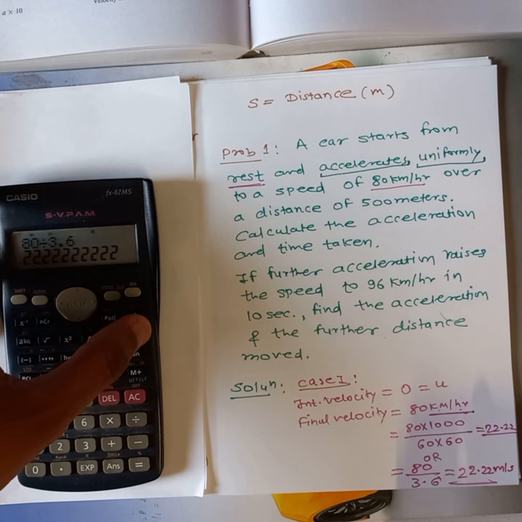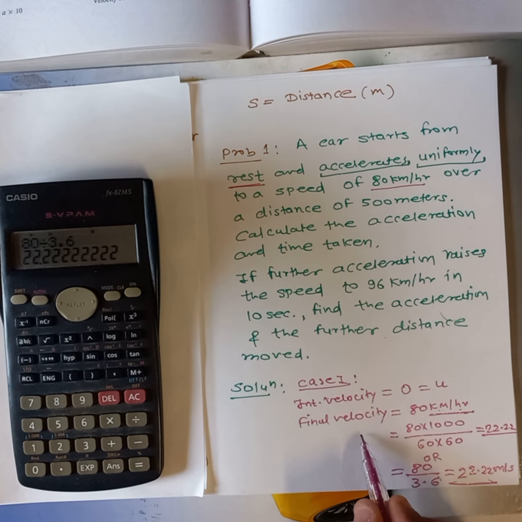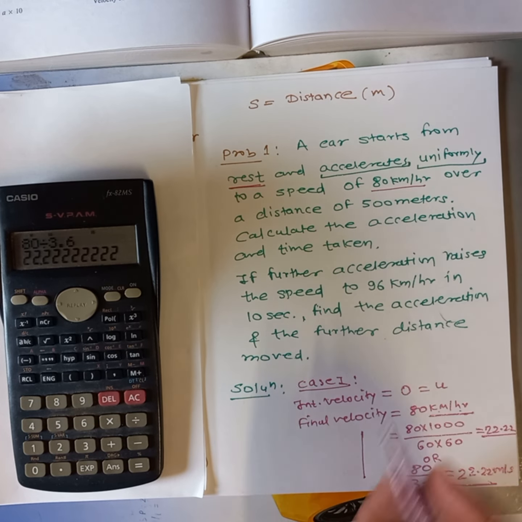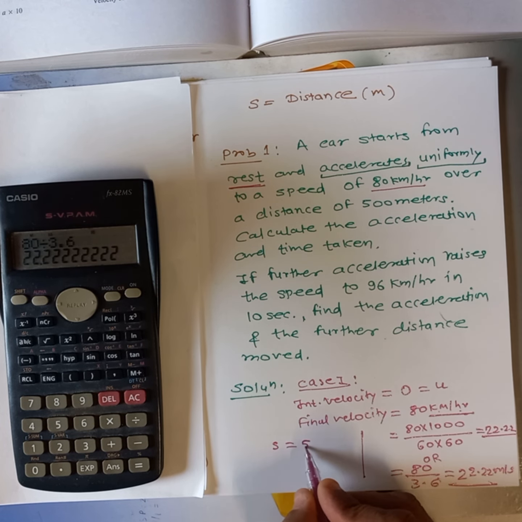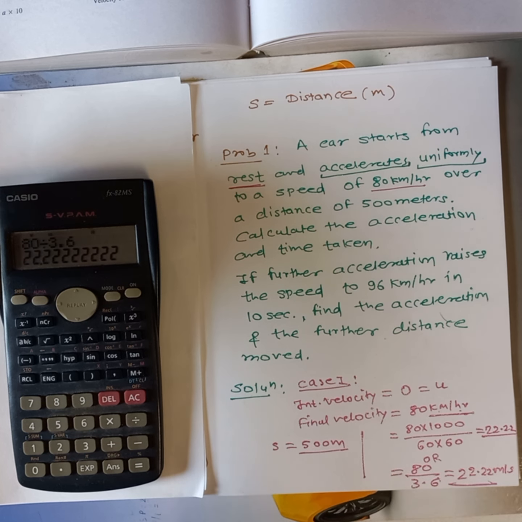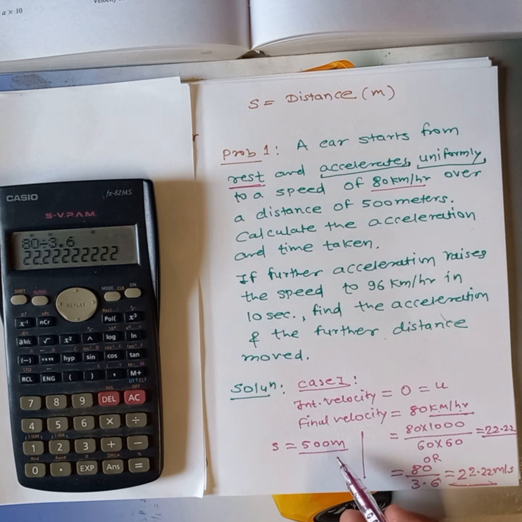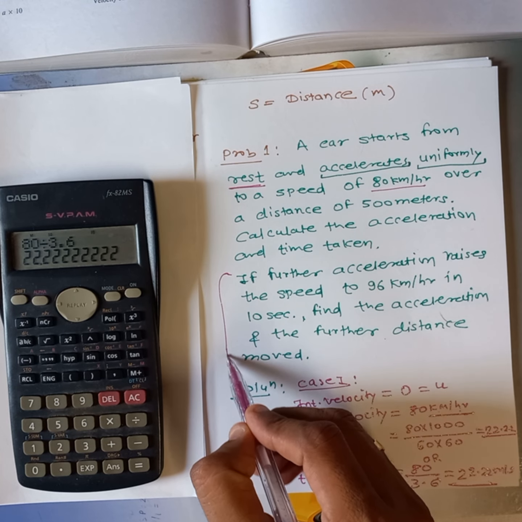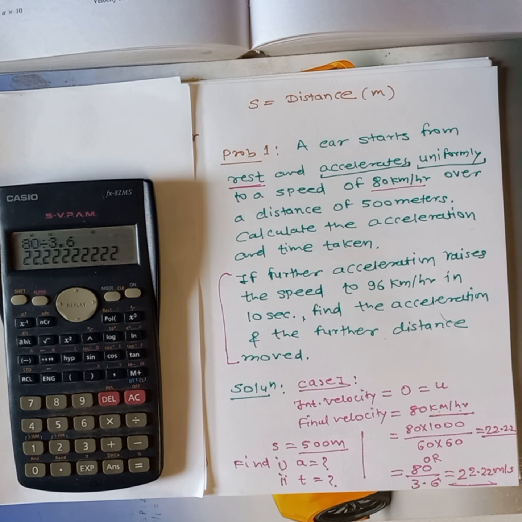Many students do this. Now one more thing is given, that is the distance traveled. So S is given, that is 500 meters. Distance in meters is okay because we are taking velocity in meter per second, so distance will always be in meter units. There is no need to convert this. Now what we have to find? We have to find number 1 acceleration and number 2 time taken. These two things for case number 1. The second case we will discuss later on. First let us find A and T.